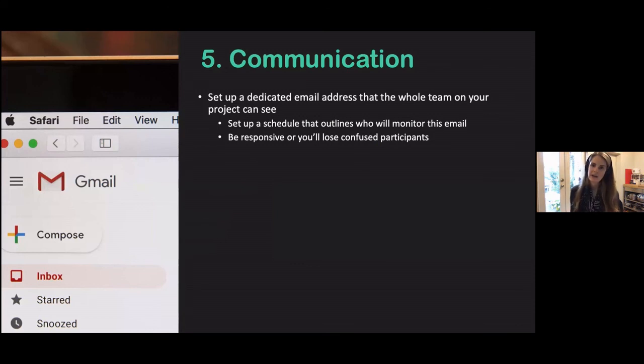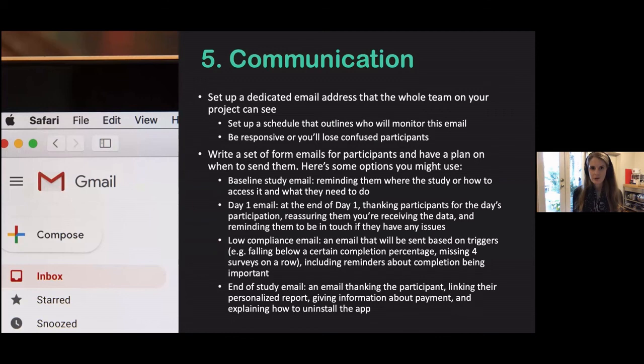Then we have a schedule about who monitors that email, and we're very responsive so we don't lose anybody confused. What we usually do is write a set of form emails for our participants and have a plan on when we'll send them. So we have a bunch of emails written and we just need to change in the details. Participants get a baseline study email that reminds them what they need to do and where they need to go. They'll get an email at the end of day one, thanking them for doing day one and saying that we're receiving the data okay and that they can get in touch if they have any issues.